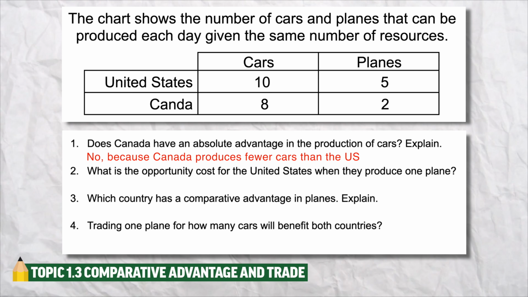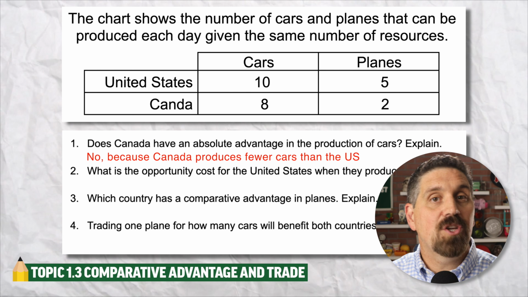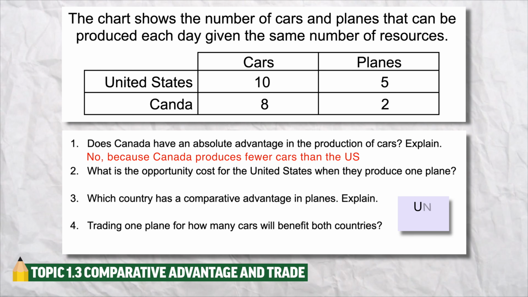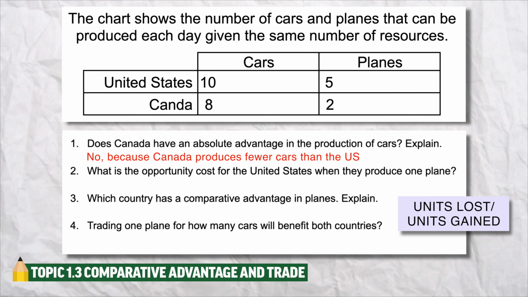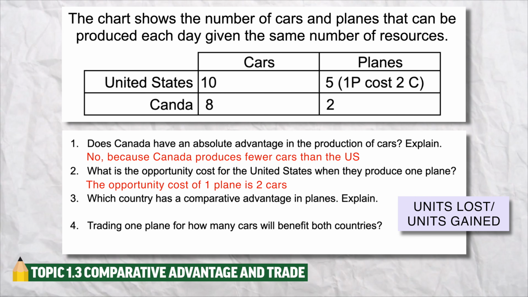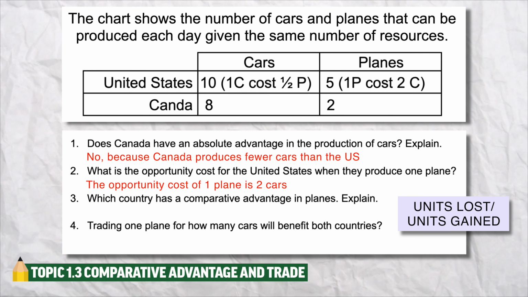For calculating opportunity cost, we know that when the US produces 5 planes, they can't produce 10 cars. But what's the cost of producing only 1 plane? To figure that out, you need the equation for per unit opportunity cost. It's the number of units given up divided by the number of units gained. So for question 2, if 5 planes cost the US 10 cars, then the opportunity cost of 1 plane is 2 cars. And you can flip that to get the opportunity cost for 1 car. If 10 cars cost the US 5 planes, then the opportunity cost for 1 car is a half a plane.